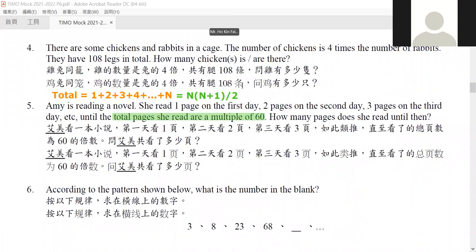Now once we compute that, we know that this must be equal to a multiple of 60. In other words, we want a number n such that n times n plus 1 is a multiple of 120. So what's the smallest number for which this happens? The smallest number is when n is equal to 15.